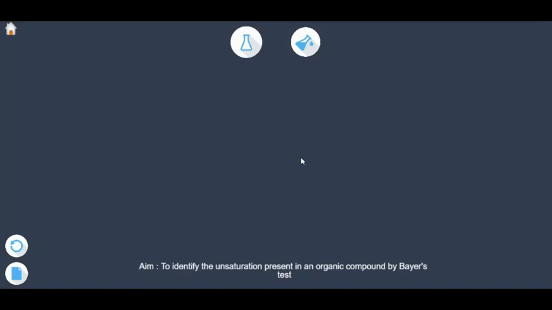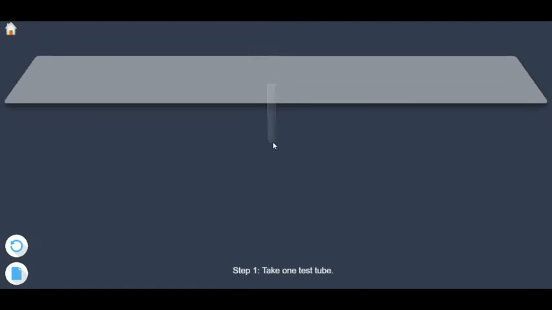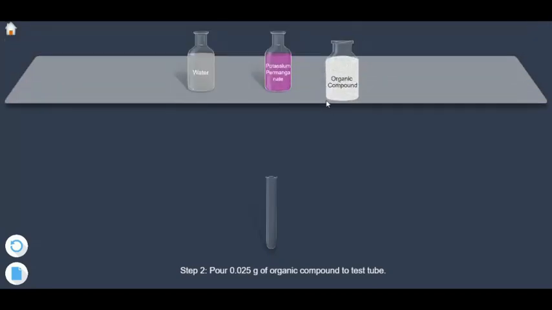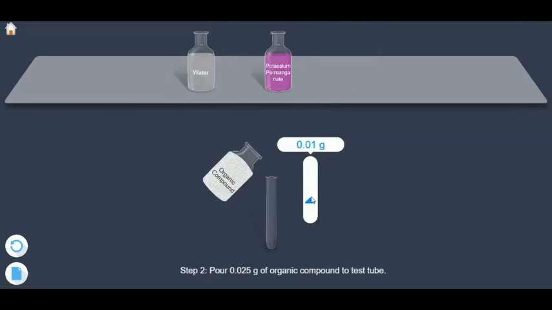Aim: to identify the unsaturation present in an organic compound by Bayer's test. Step 1. Take one test tube. Step 2. Pour 0.025 grams of organic compound into the test tube.